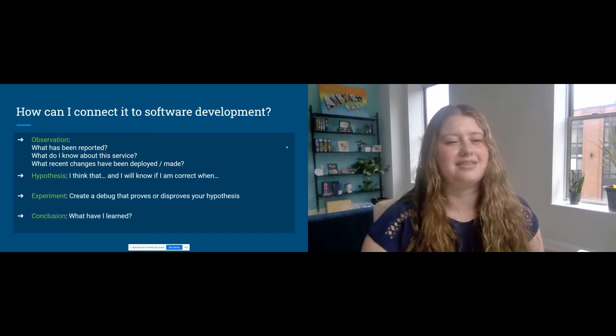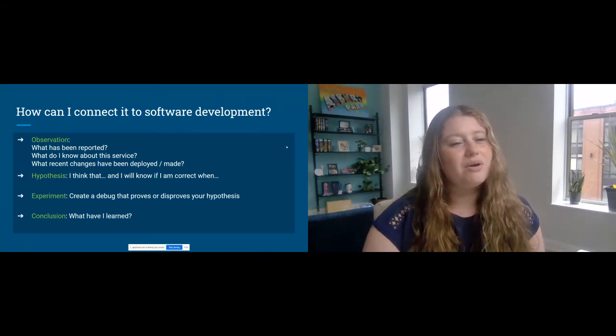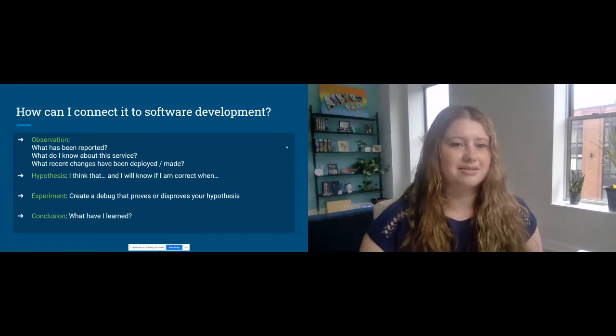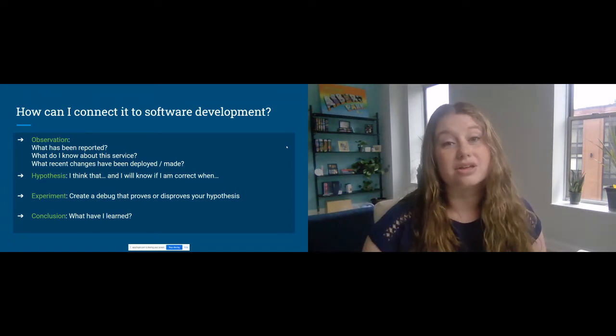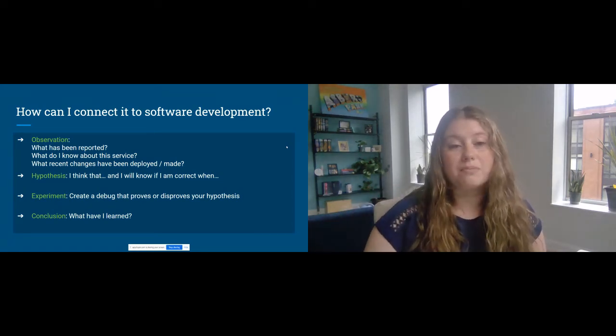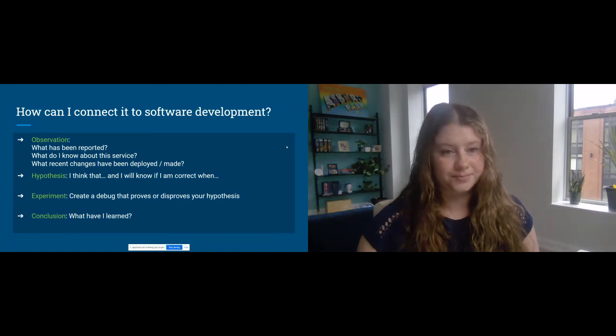But I think of this as like your Occam's razor answer. Always check first to see what the recent changes are. So all of that goes into your observation. Any information you have in front of you that can help you move towards a resolution.